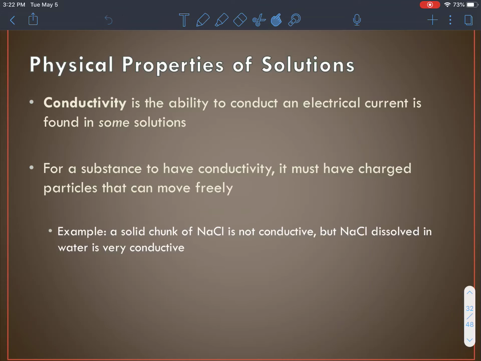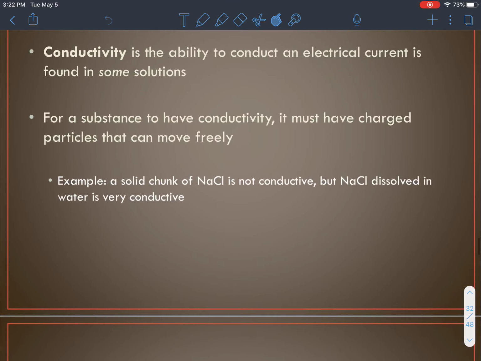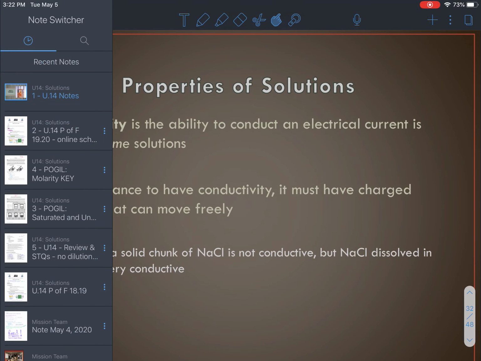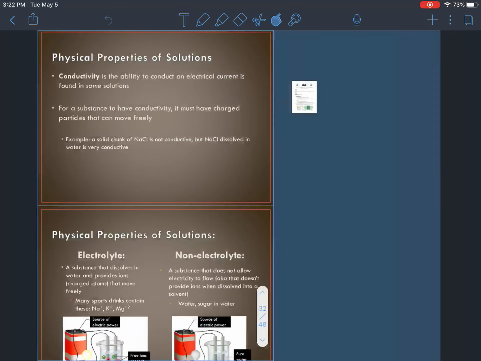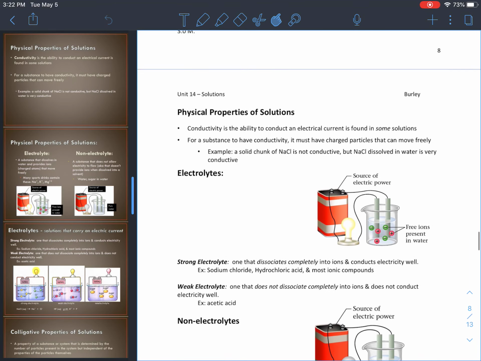Hi everyone, in this video we're going to be talking about the physical properties of solutions. You can either have out your notes, which I have here, alongside your packet of fun, or you can simply have out your packet of fun and follow along with me.